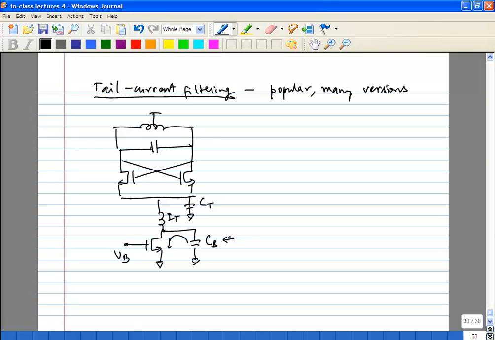So your noise current tries to flow through the capacitor rather than through the circuit. So that is one thing you can do. The other thing which is commonly done is, sorry, this should be LT.